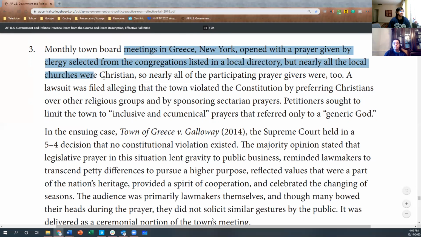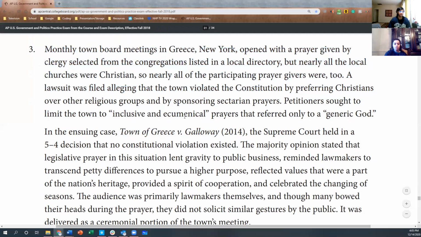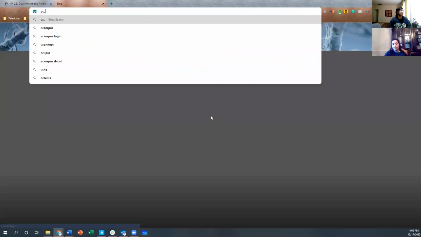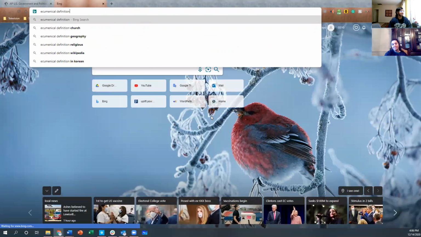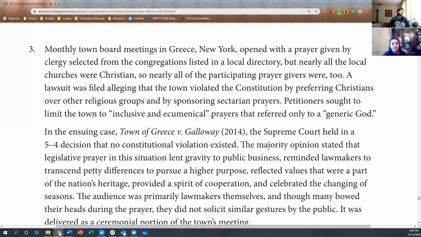Nearly all the local churches were Christian, and nearly all the participating prayer givers were too. A lawsuit was filed alleging that the town violated the Constitution by preferring Christians over other religious groups and by sponsoring sectarian prayers. Petitioners sought to limit the town to inclusive and ecumenical prayers. What does ecumenical mean? I think we could answer it without, but I'm just curious. So a number of Christian churches, not just one denomination. Prayers that referred only to a generic God.